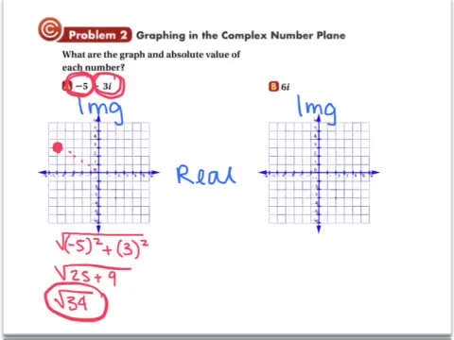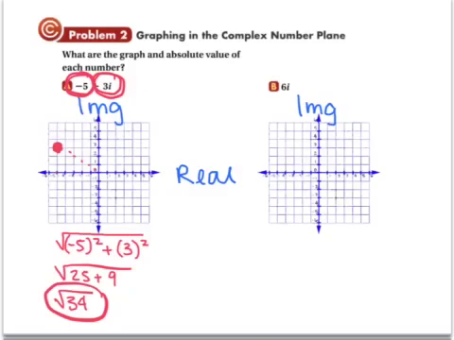Guys, don't make too much of it. I mean, you know what a distance is. You know what absolute value is. That's all you're finding right now. That has nothing imaginary to it. It's just saying how far is that point from the origin? The square root of 34. So about 6 units. All right.